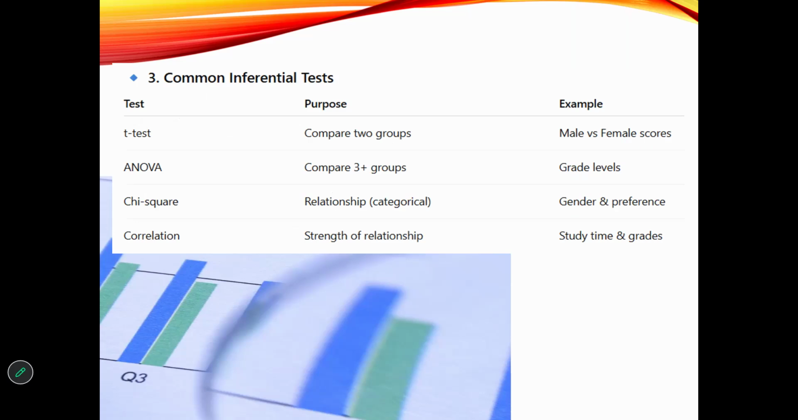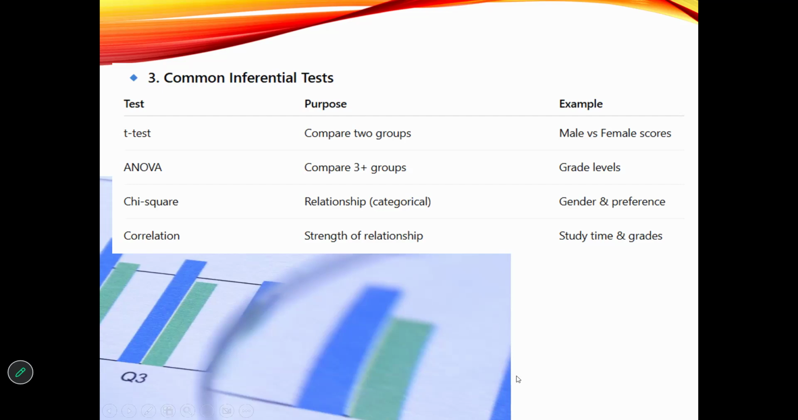So what are the common inferential tests? The common tests are the t-test. When you are comparing two groups, you will use t-test. And there are several t-tests, such as independent t-test and dependent t-test. For example, male versus female scores. And another test is the ANOVA, or the analysis of variance. You will use the ANOVA statistical test when you compare three or more groups. For example, you will compare the performance of grade levels.